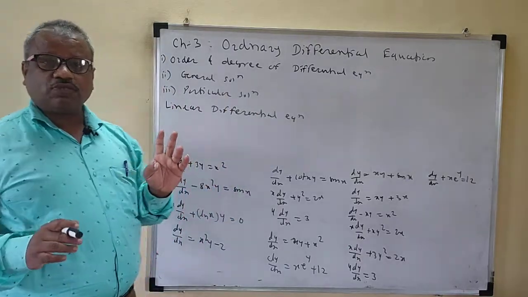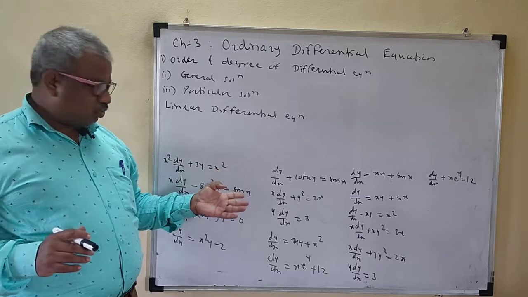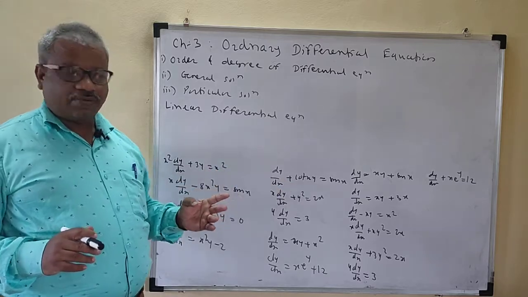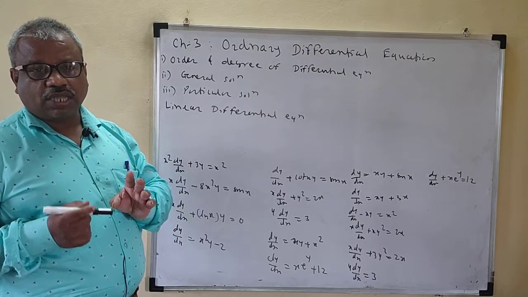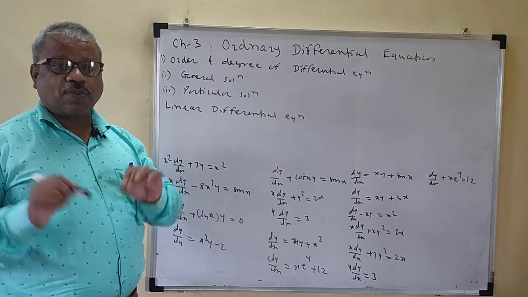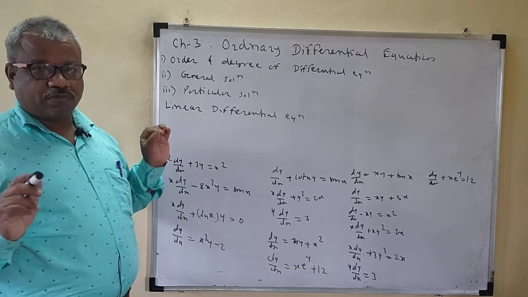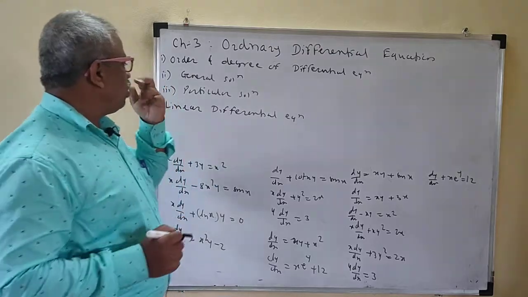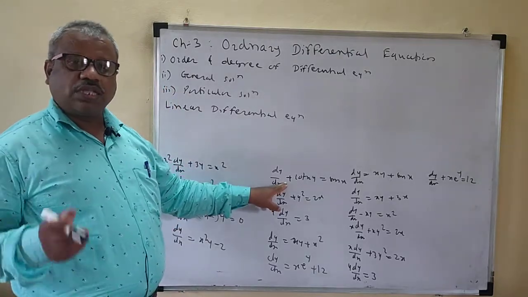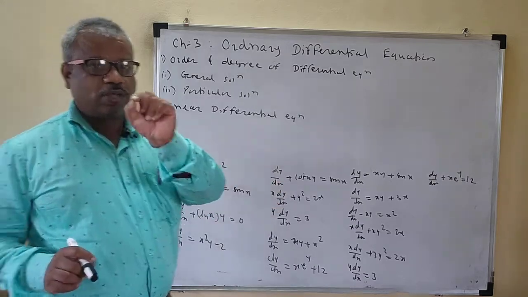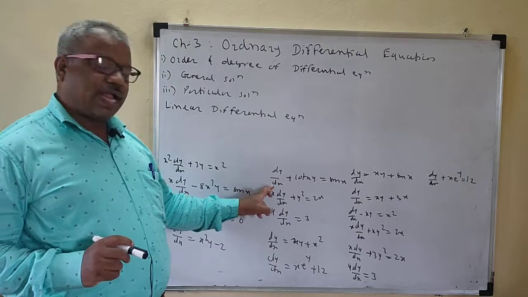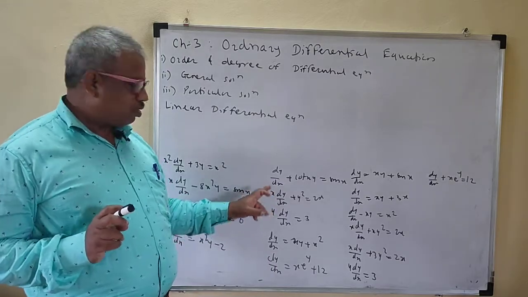Now, what is the general solution? A solution which satisfies the differential equation is called a solution. But what do you mean by general solution? In a general solution, the number of arbitrary constants is the same as the order of the differential equation. That means if your differential equation is of order 1, and a solution contains only one arbitrary constant, then that will be the general solution.